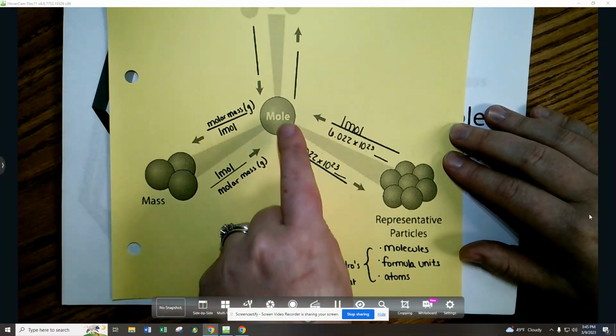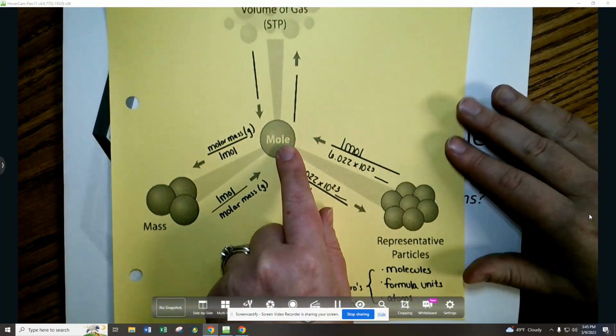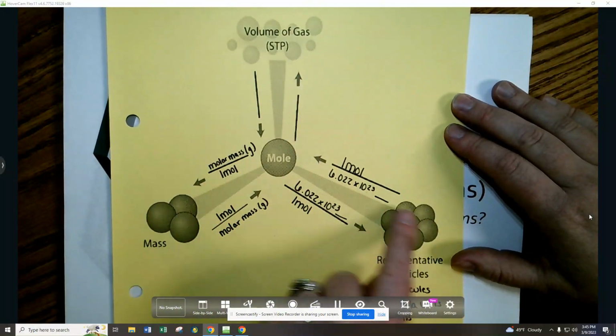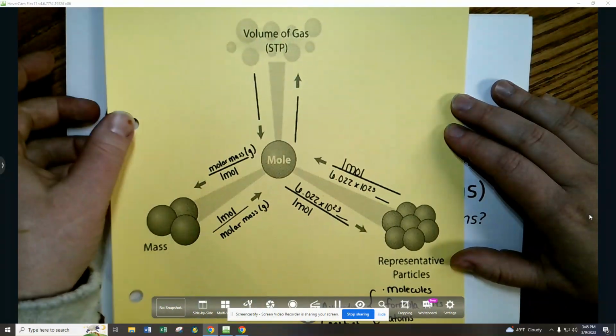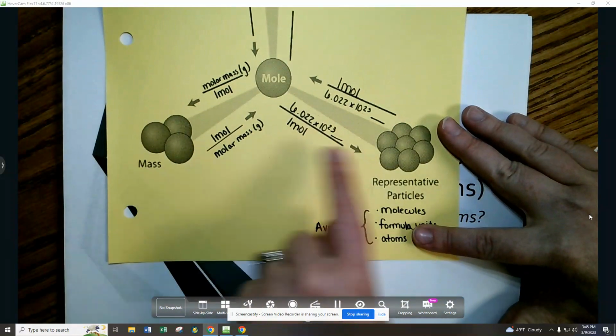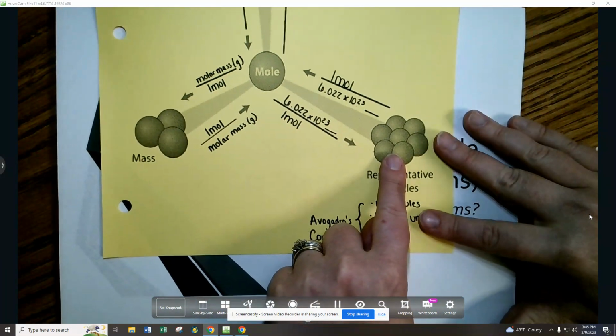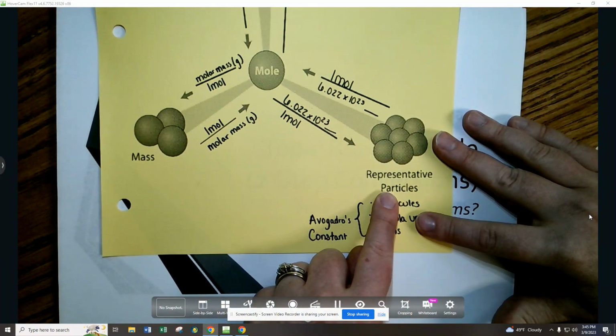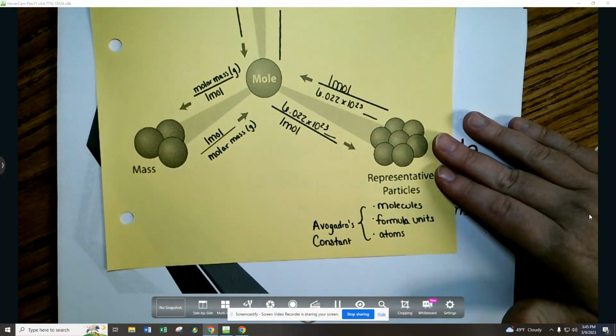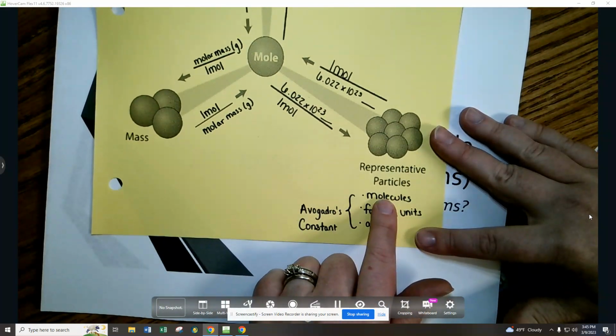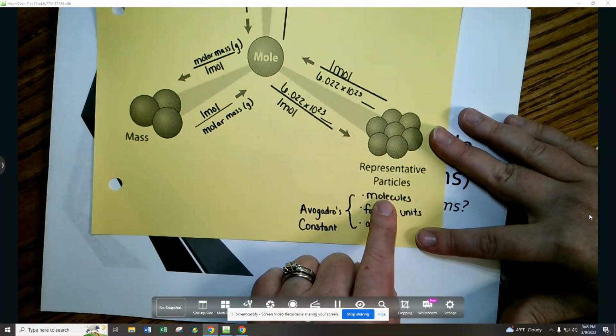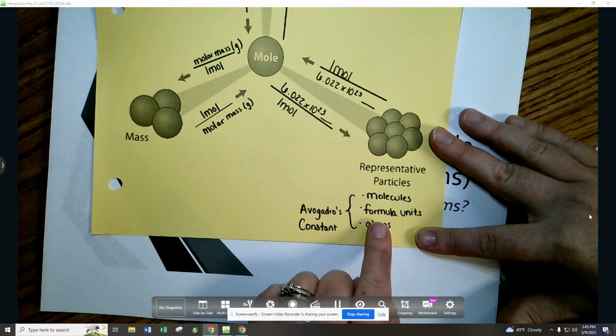So the whole idea is the mole allows us to convert to three things. We're not going to talk about volume of gas just yet, but we have talked about these two things. The first thing is representative particles. There's three options depending on what it is you're counting. If you're talking about something held together with covalent bonds, that is sharing of electrons, we call those molecules. The Hoffenkleiber diatomics count as this. Things like water and carbon dioxide also count as this.